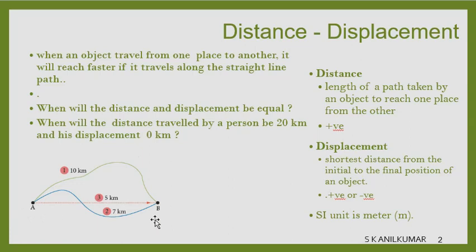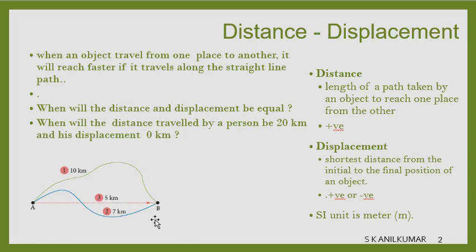Now this is the same for the ship, the same for the air, the same for everything. It is not only for roads or only for drawing on paper. Because traveling on a straight line, the shortest distance path, may not be possible. That is why distance and displacement are different. Now when will the distance and displacement be equal? It will be equal if the distance traveled is along the line of the displacement on the shortest path.